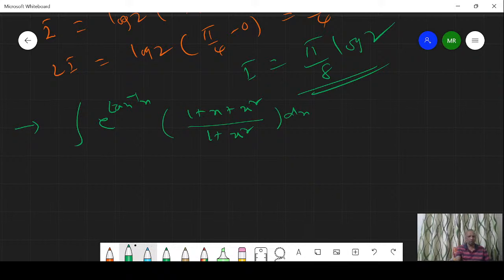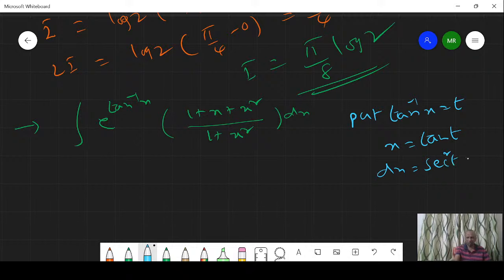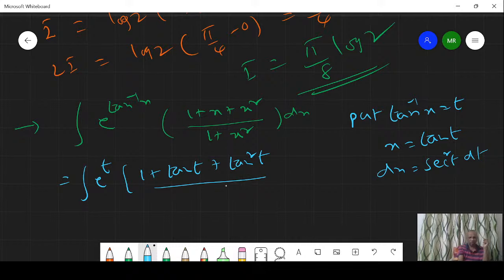So in this problem, the substitution here, put tan inverse x is equal to t. So this is easy, simplify. Tan inverse x is equal to t. So x is equal to tan t, it comes dx equal to secant square t dt. Correct. Now I can write this problem. This will become e power t. If we substitute here, x equal to tan t, 1 plus tan square t, by 1 plus tan square t into dx, secant square t dt.